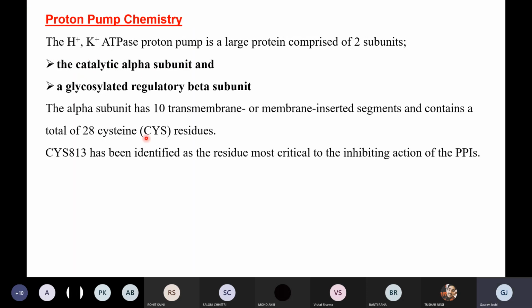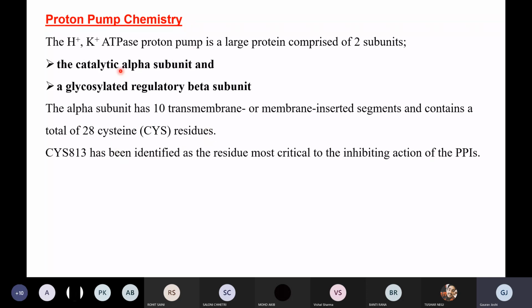So now the alpha subunit has a transmembrane domain. It's a 10 transmembrane containing domain, like the GPCR. GPCR is a 7 transmembrane, this is 10 transmembrane. So now what is the important thing here? It has 28 cysteine amino acids, right?